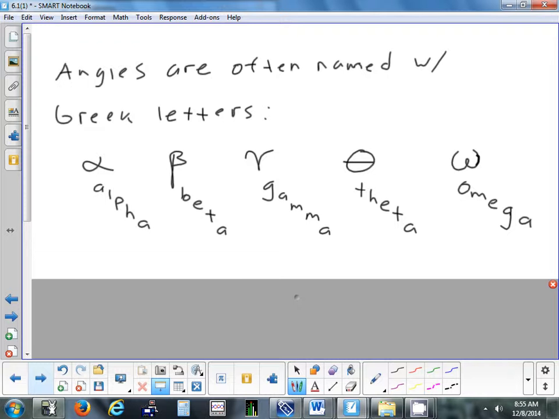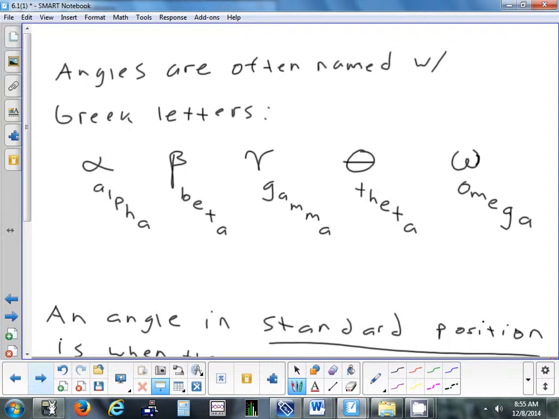But these are different letters that we can use to represent angles. A lot of times we'll use theta when we only have a single angle to represent. But when we have multiple angles, like in a triangle, we'll use alpha, beta, and gamma. So they're just letters, just variables that represent, for our purposes, angles.